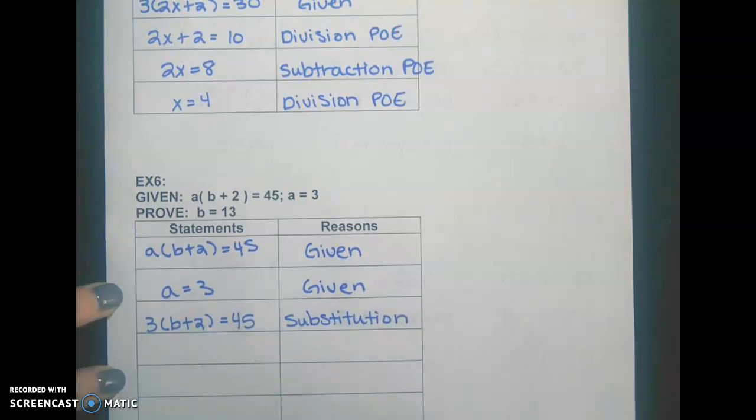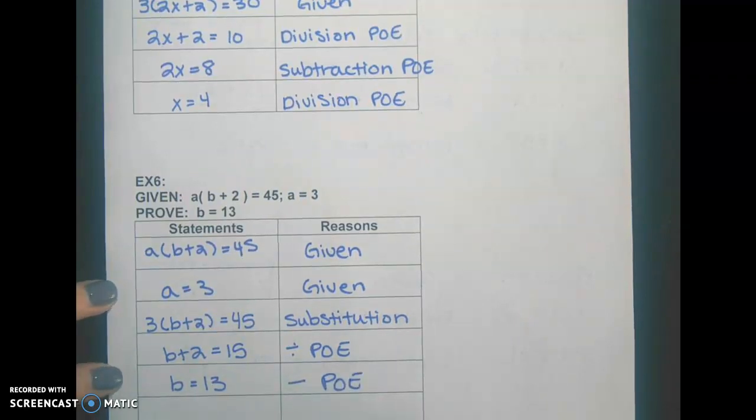And now I need to solve. I'm solving for b. Remember, I'm proving that b is equal to 13. So what I need to do first is move this 3, and I do that by dividing. So again, that's our division property of equality. Then I need to get rid of my 2, and I do that by subtracting. And I have now proven that b is equal to 13.